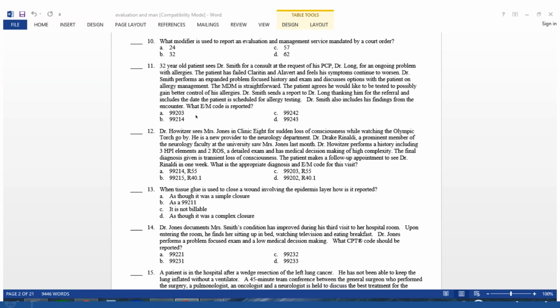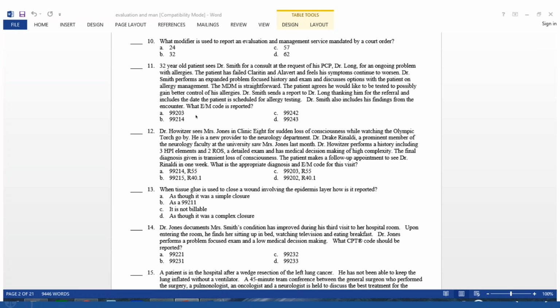So number 12 is A. Number 13, guys. This is just FYI. When tissue glue is used to close a wound involving the epidermis layer, how is it reported? And remember, that's like a simple closure. So number 13 is A. I didn't want to spend time on that question. Number 14, here we go again.